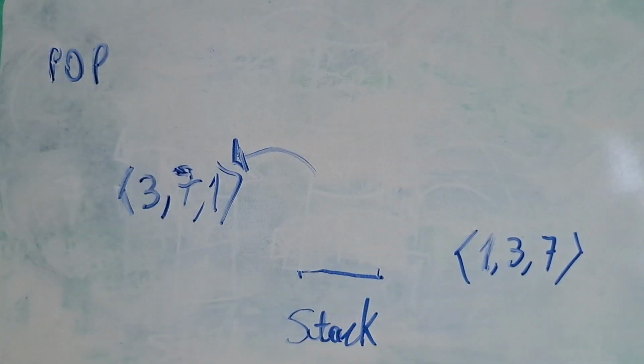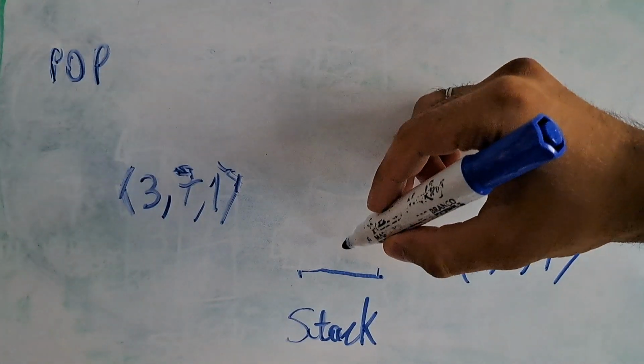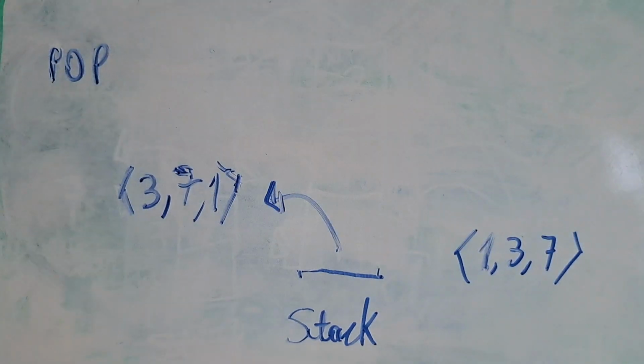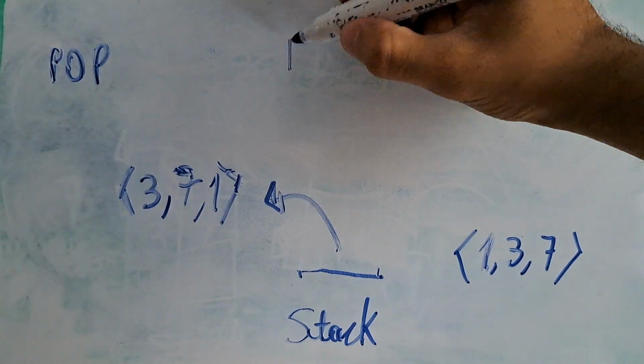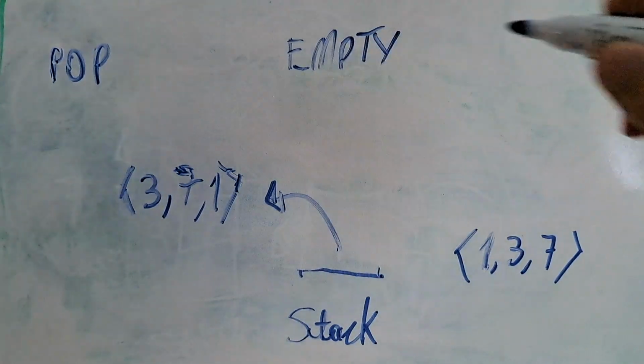And now if we try to remove more elements from the stack, we will get an error because there will be an empty method that tells us there are no more elements in this stack.